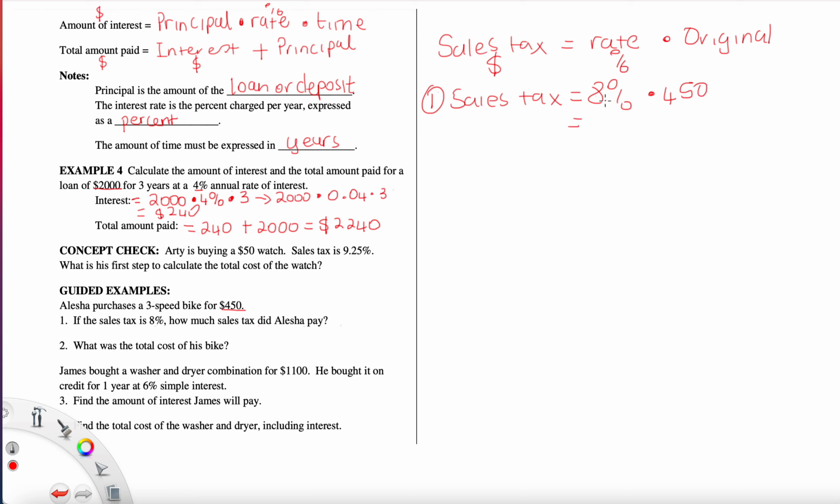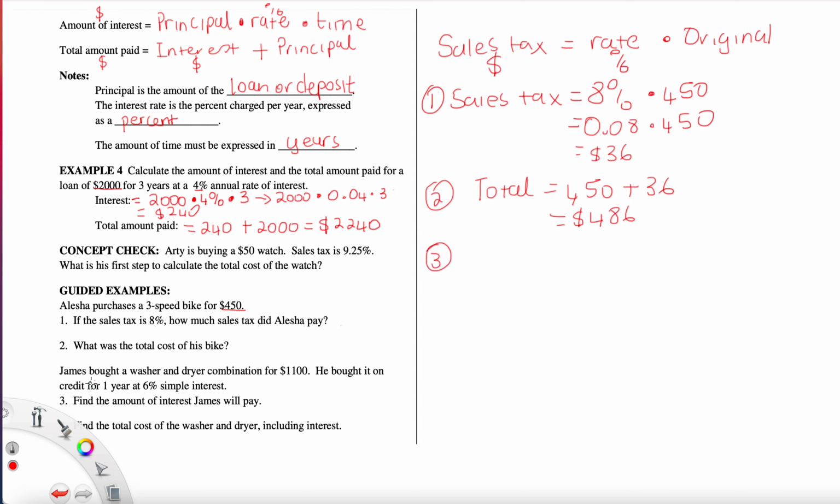So for number 1, the sales tax will equal the given rate of 8% times the original amount of the bike, which is $450. Convert the percent into a decimal, get rid of the percent by dividing by 100. 8 divided by 100 is 0.08, times 450. And you will get $36. So the tax on a bike that is $450 will be $36. Number 2 says, what was the total cost of the bike? The total will be what it originally was, which is $450, plus your tax, which is $36. So that is going to be $486.